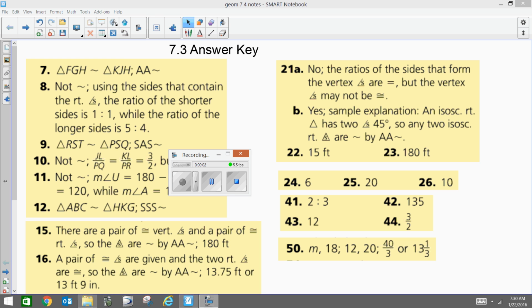Hey girls, it's me. Here are the answers for the 7-3. Once you go through those like normal, fix what you can, and then go ahead and submit them.